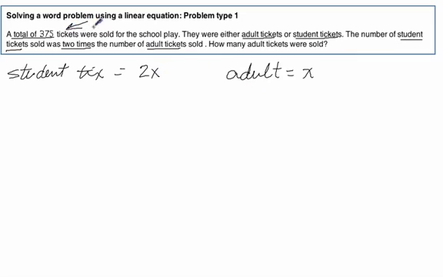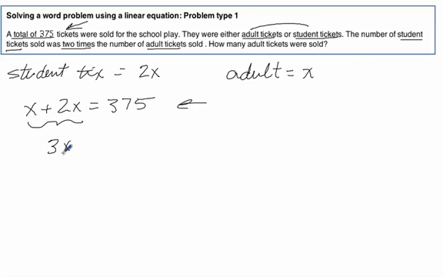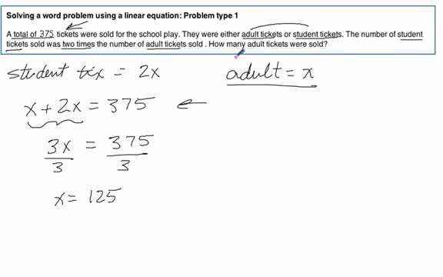Then our first sentence again says a total was of 375, and the total is adults plus students. So if we have adults x plus students 2x, that's equal to 375. There's our equation. We combine the x and the 2x, that makes 3x equals 375. Divide both sides by 3, and we get x equals 125. Now x equals the adult tickets. Does that answer the question? Yes, because it says how many adult tickets. So therefore our answer is 125 adult tickets.